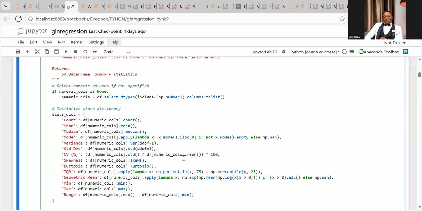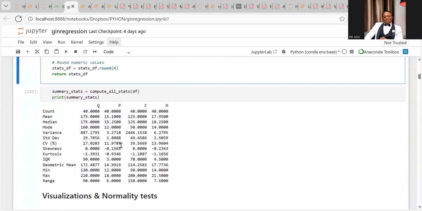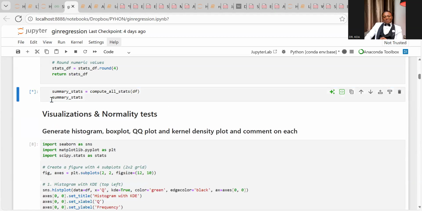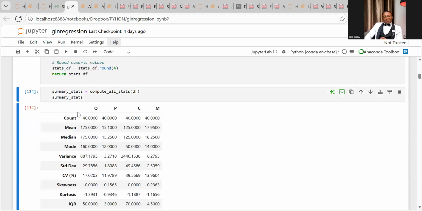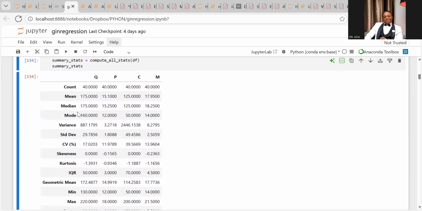When you run all of this, you're going to get the results I'm about to show you. You see, I use the word print to get the results. Now, if I remove the print and I just write the summary stats, it puts it in a very nice table like this. See, it puts it in a very nice table like you see here. So that is also not bad to have it in that way.